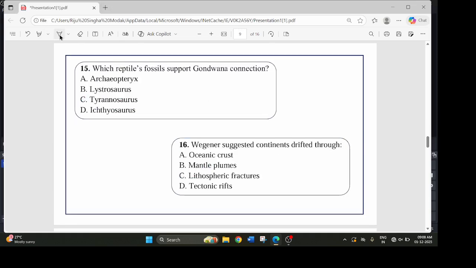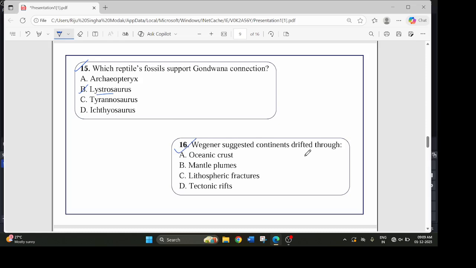Next, question 15: which reptile fossils support the Gondwana connection? Option B, Lystrosaurus, is the correct answer, compared with Archaeopteryx, Tyrannosaurus and Ichthyosaurus. So the correct answer is Lystrosaurus.